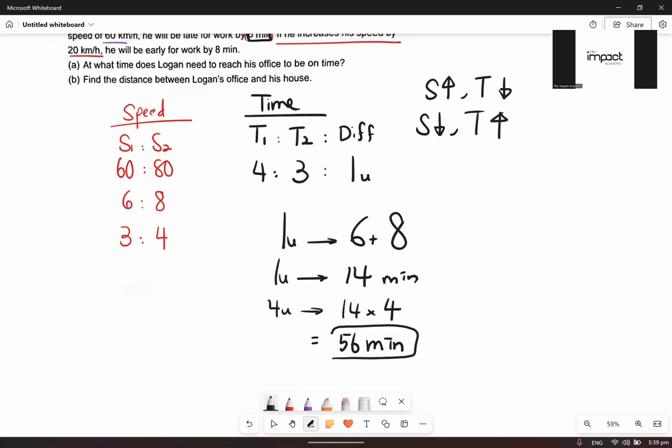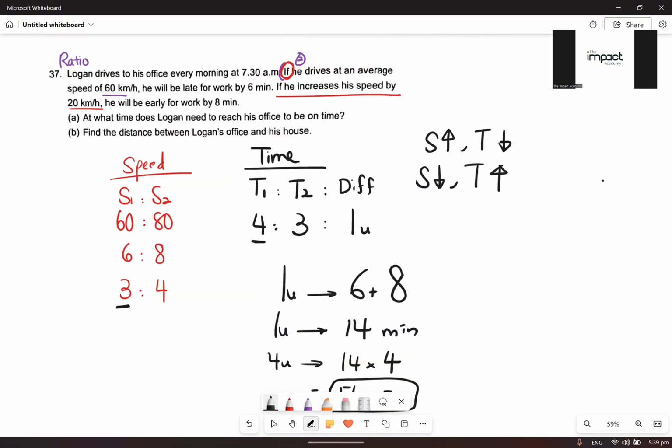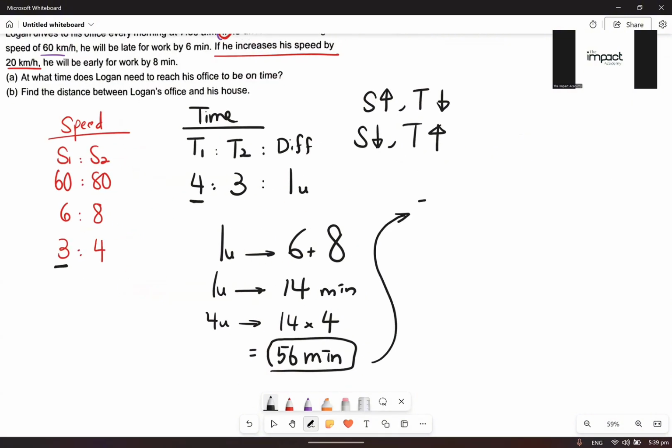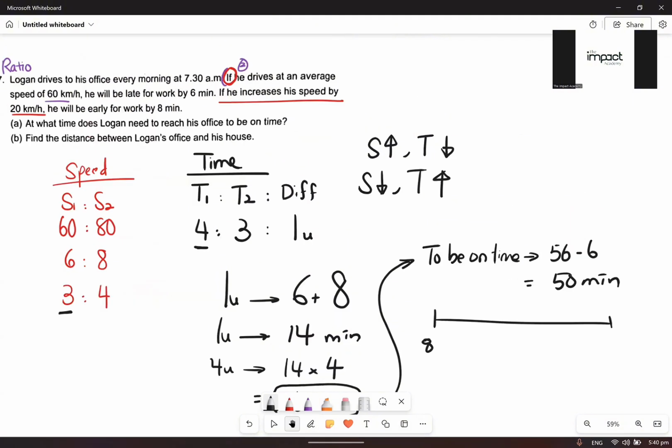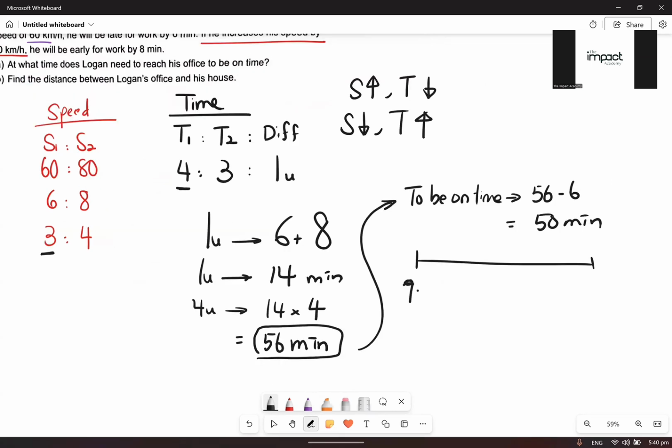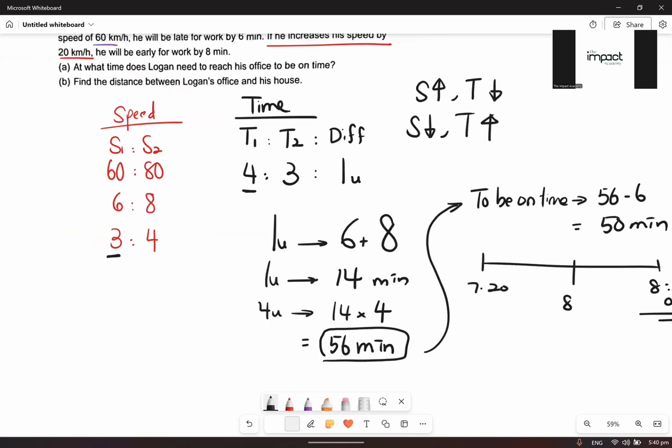So he took 56 minutes. I'm just going to use S1 and T1. He took 56 minutes, but because of that he will be how many minutes late? 56 minutes late, correct or not? So to be on time, my duration has to be 56 minus 6, which equals 50 minutes. He left home at 7:20. 50 minutes later, we go by 40 minutes first, so this is 8, then another 20 minutes to go, correct or not? So therefore, it's 8:20 a.m. This is your answer for this question.